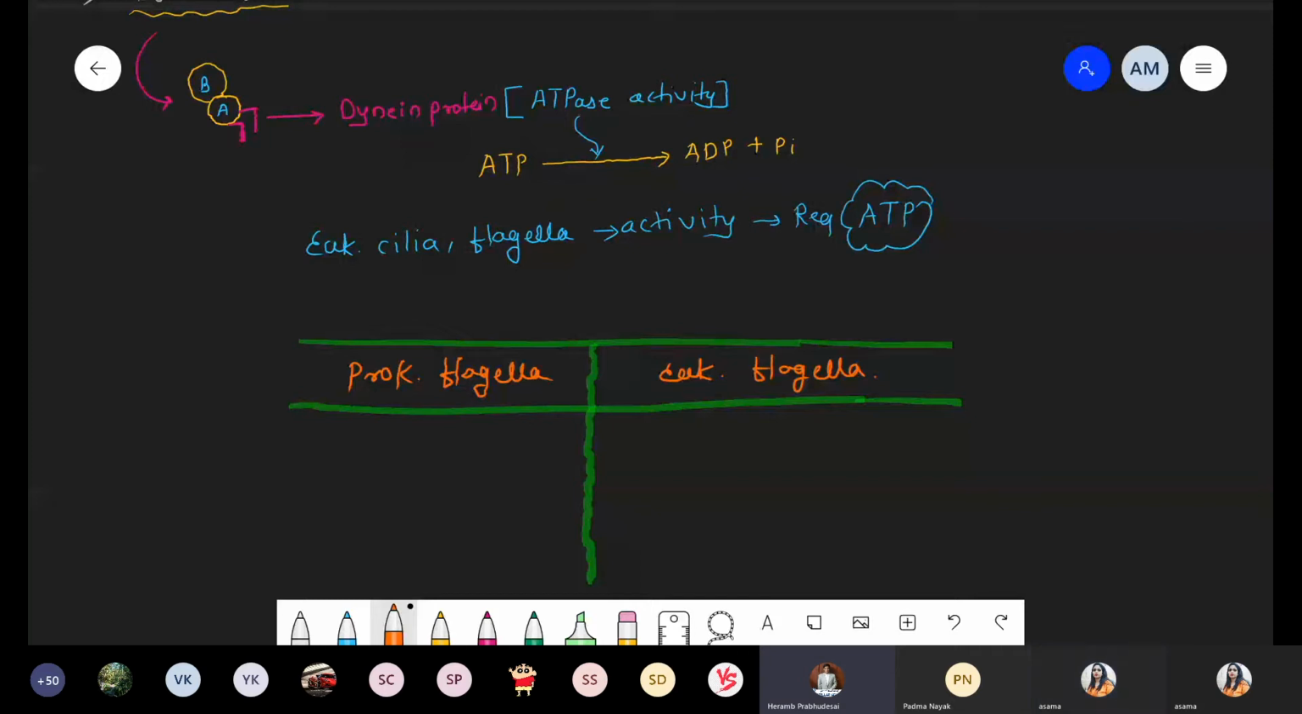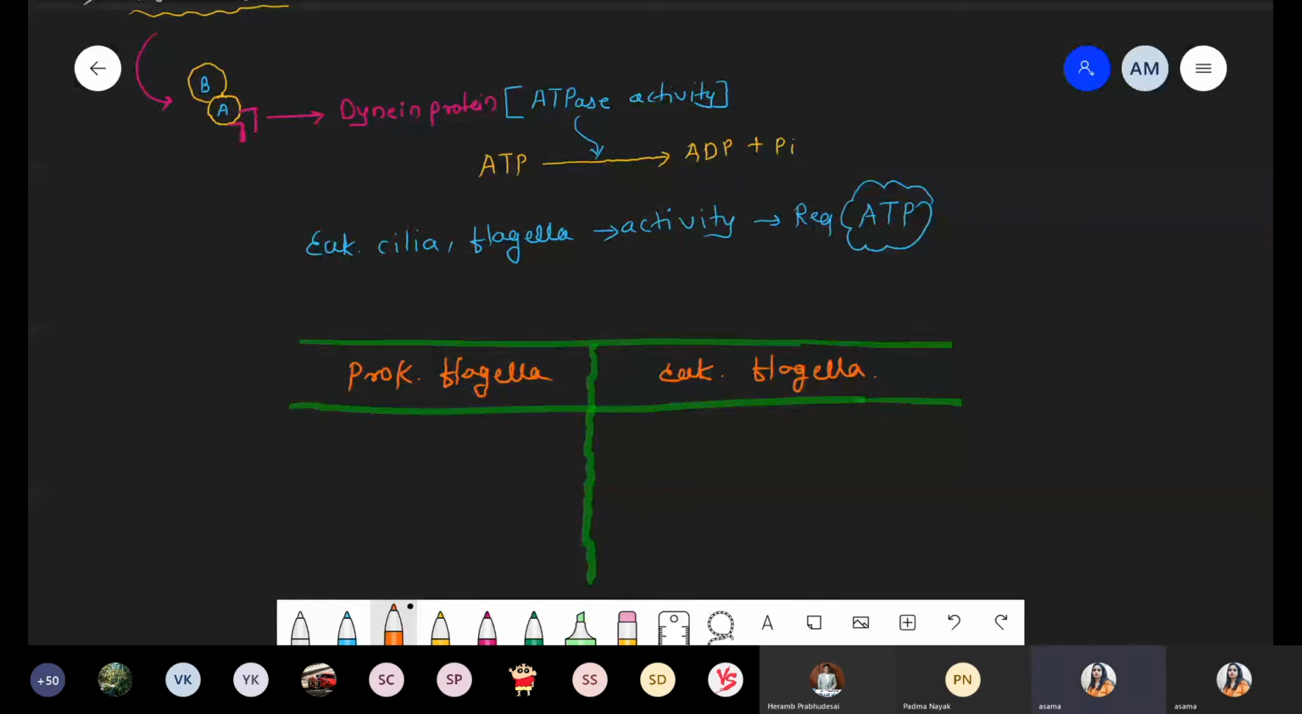Yes, ma'am. So next point, continue with the prokaryotic and the eukaryotic flagella. Number 1 point: prokaryotic flagella are without plasma membrane. Without plasma membrane, first point. And here, in eukaryotic flagella, plasma membrane is present.